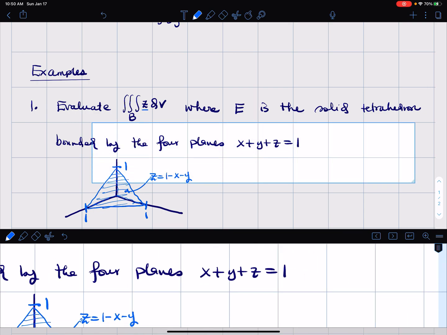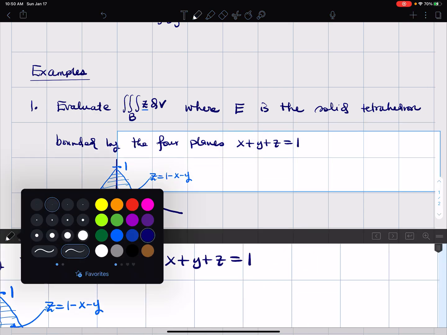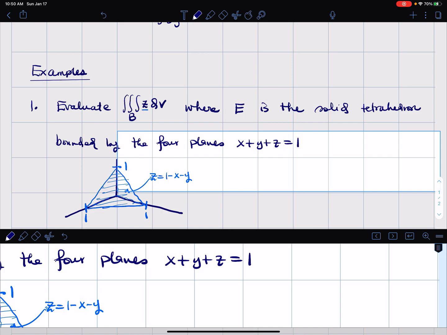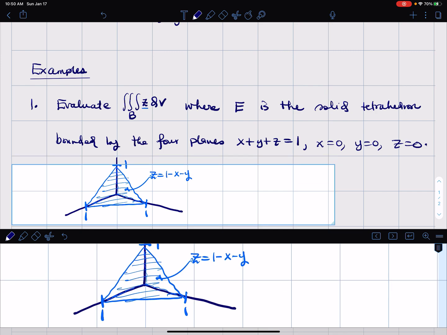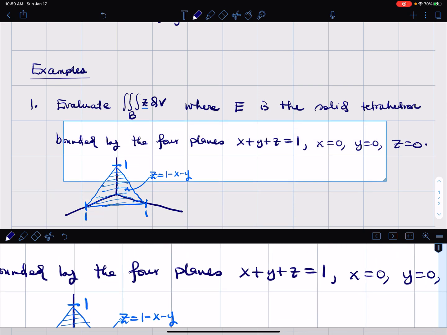So it's four planes. Oh, I didn't write all the planes. X plus y plus z equals 1 is one of the planes. X equals 0 is another plane. Y equals 0 is another plane. Z equals 0 is another plane. I'm sorry about that. So this is the first plane. Then the next plane is when x is equal to 0. So that's one plane.